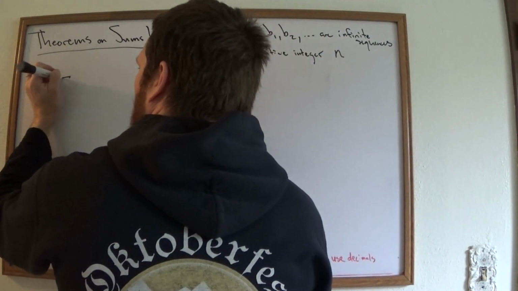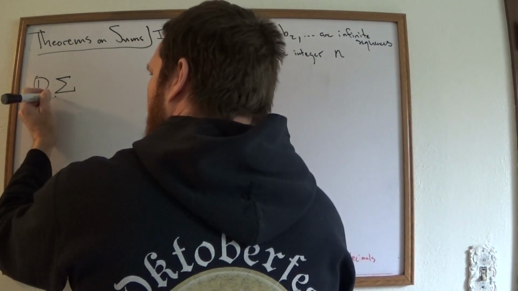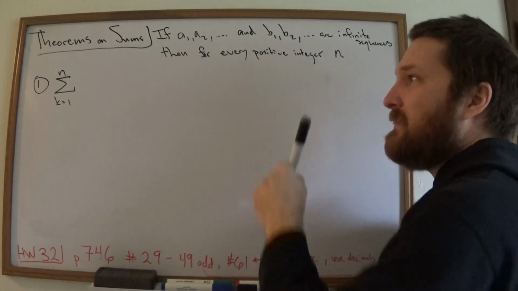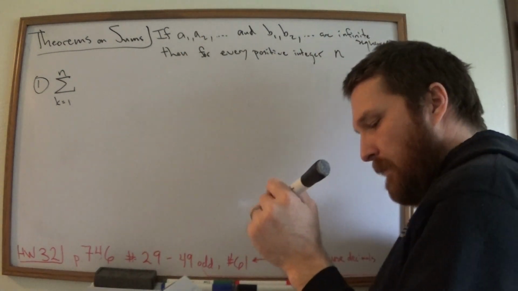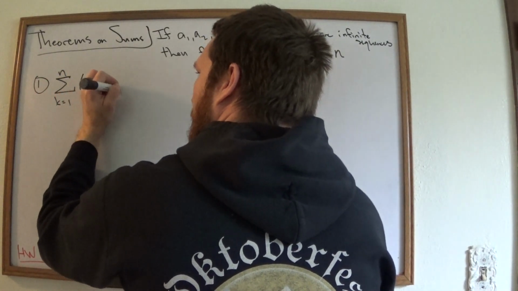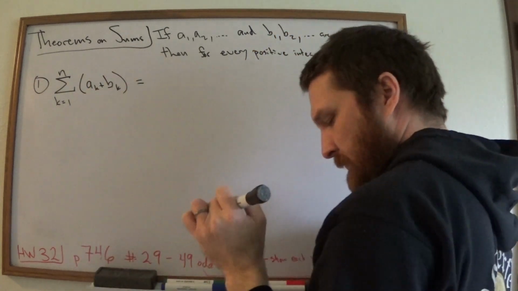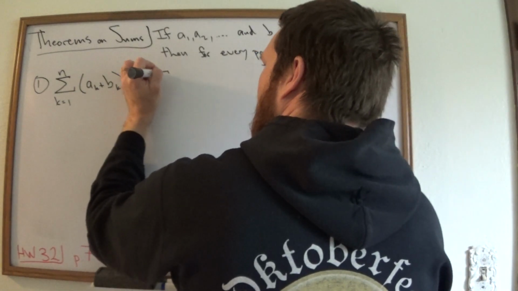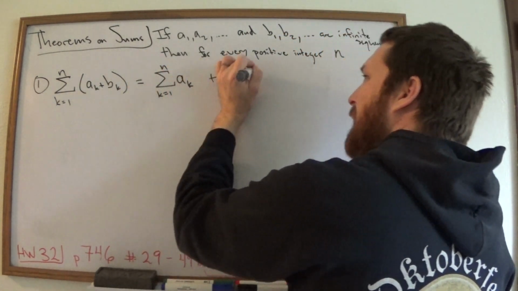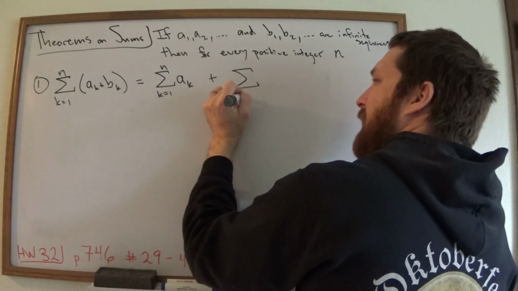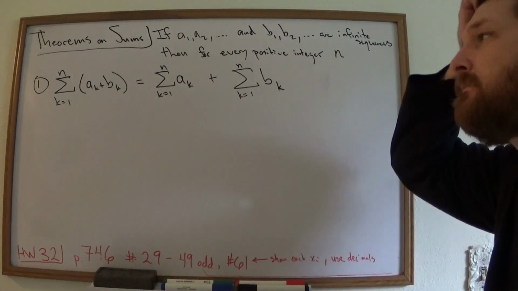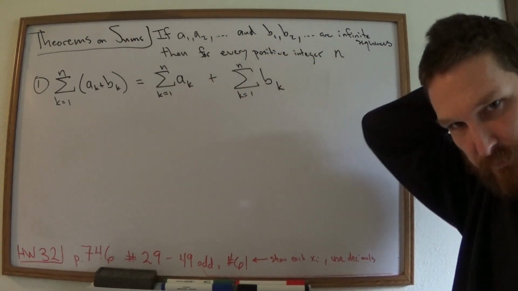1. The sum as k goes from 1 up to n. See why it has to be a positive integer? 1 up to n of ak plus bk is equal to, can you guess? The sum as k goes from 1 to n of the ak's plus the sum as k goes from 1 up to n of the bk's. Okay? Now let's prove this.